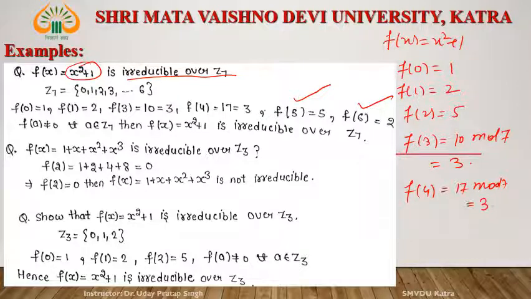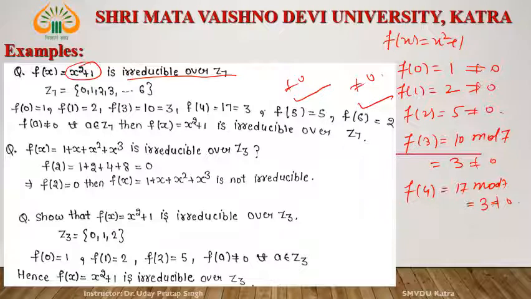So all these elements are not 0. It means f(0) does not equal 0, f(1) does not equal 0, f(2), f(3), f(4), f(5), f(6) are all not 0. It means x squared plus 1 doesn't have any root in Z7. So it is not factorizable in Z7. So it is an irreducible polynomial over Z7.